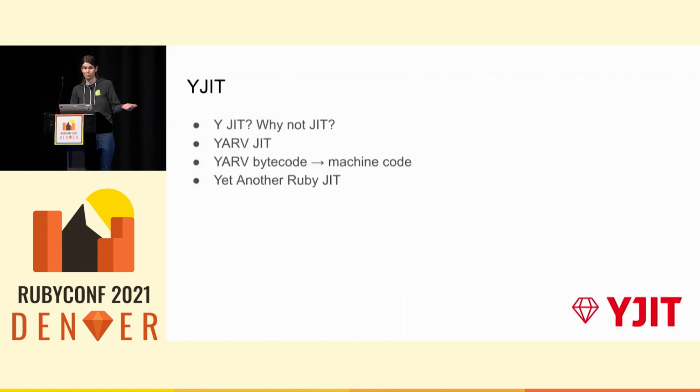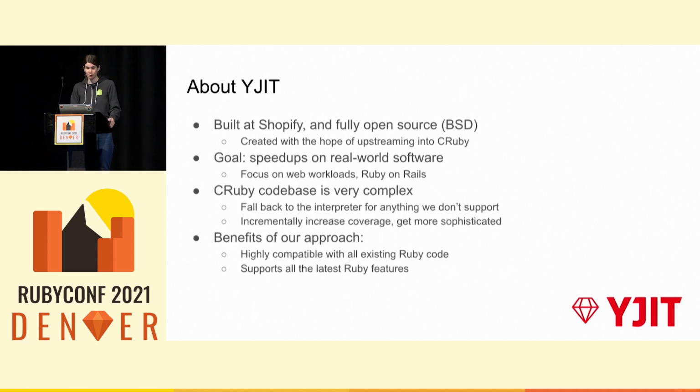So YJIT, why not JIT? The name stands for YJIT because it compiles your bytecode into machine code, or also yet another Ruby JIT because it's far from being the first attempt at building a just-in-time compiler for Ruby. This project was built at Shopify and it's fully open source and was created with the hope of eventually upstreaming and merging it into CRuby.